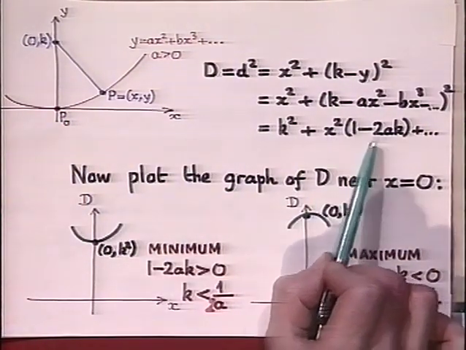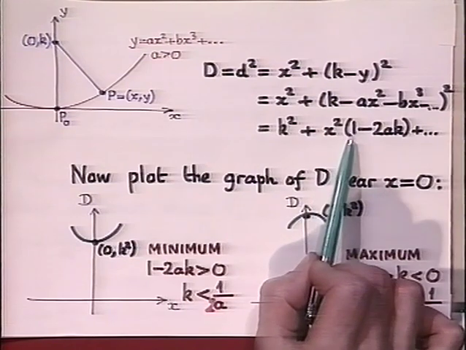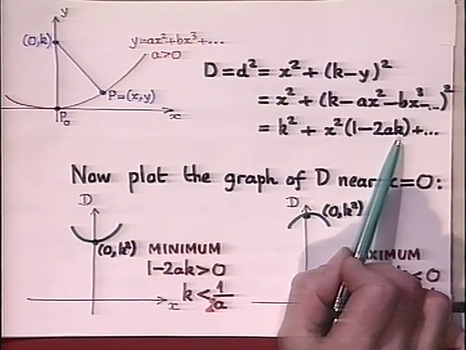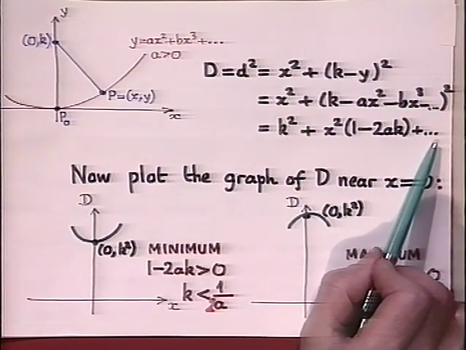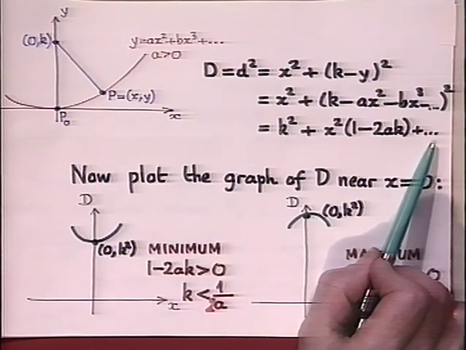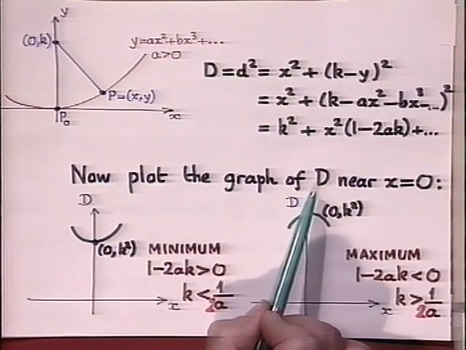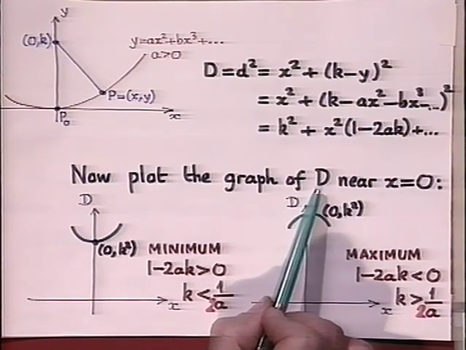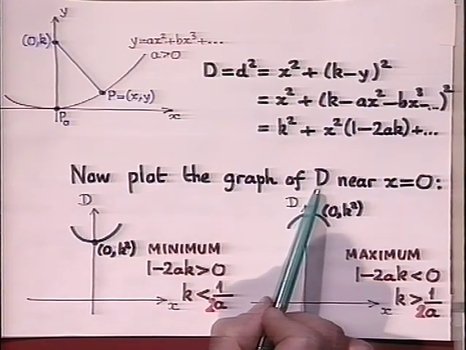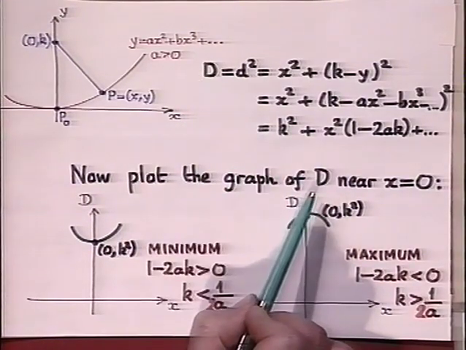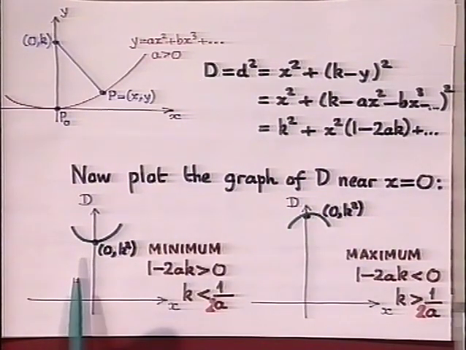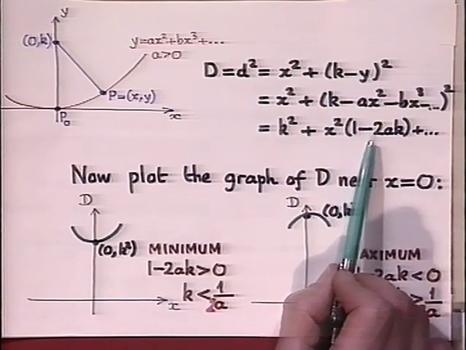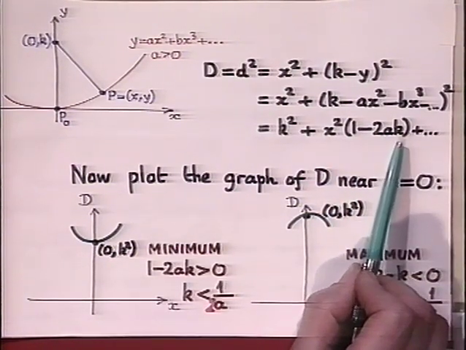The interesting term is the next one, which is an x squared times (1 minus 2ak). And then there will be higher terms. Now what I'm going to do is to plot the graph of this distance. This is a little bit like the graphs that you were seeing a minute ago, except that here I've done the square of the distance because mathematically it's simpler. There are two cases depending on the sign of this coefficient here.